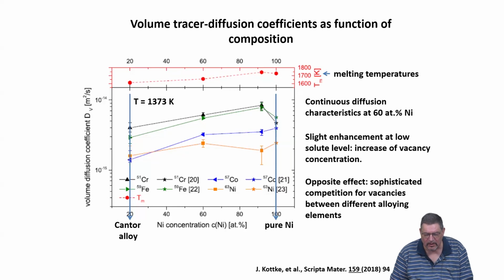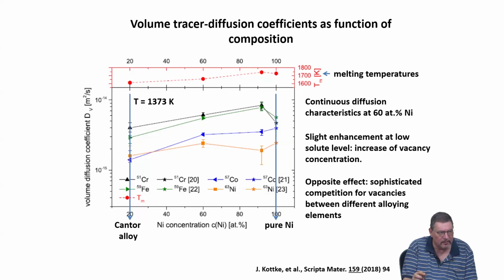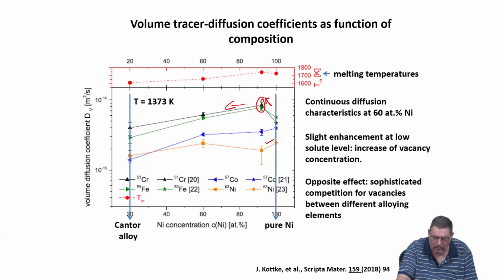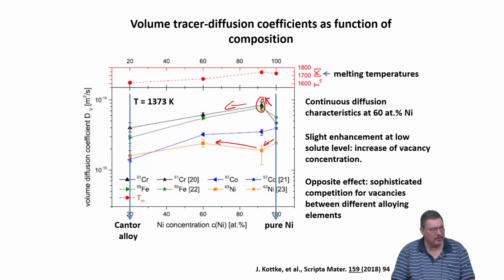And we see also that the diffusion data for the different species varies differently with this composition, right? So some show that first the diffusivity goes up when you alloy, when you add dilute solutes into your material, and then go down. Some show first a decrease and then a slight increase. Overall, there is no discontinuity at 60 atomic percent nickel. So in terms of diffusion, 60 atomic percent is showing similar behavior as the other compositions.